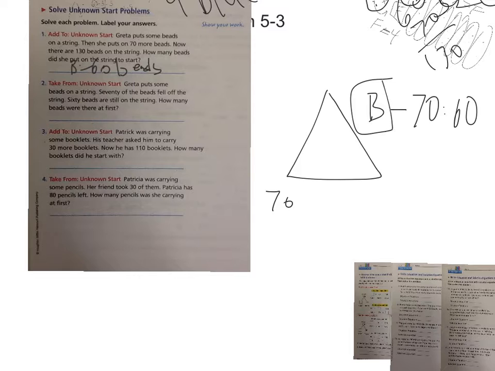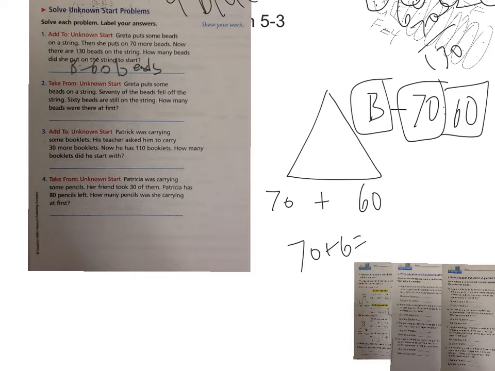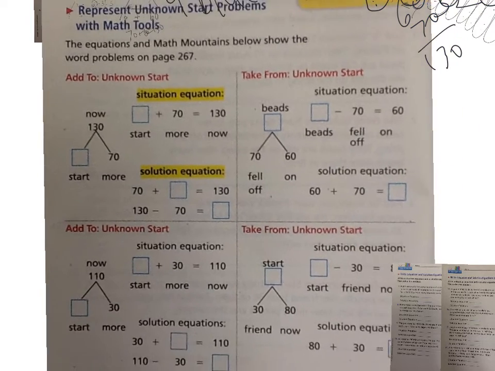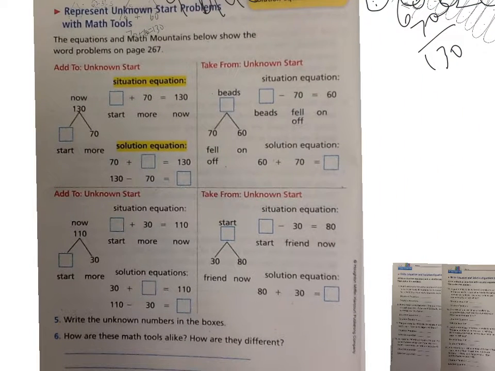We don't know because you started with this many, 70 fell off, and ended with this many. So basically you could do 70 plus 60 to get 130. So that would be 130 beads. Okay, I want you to work on the next two on your own when the lesson's over. Same type of stuff for this. I'm not going to mess with this too much because I think you should be able to figure this out based on subtraction and addition.